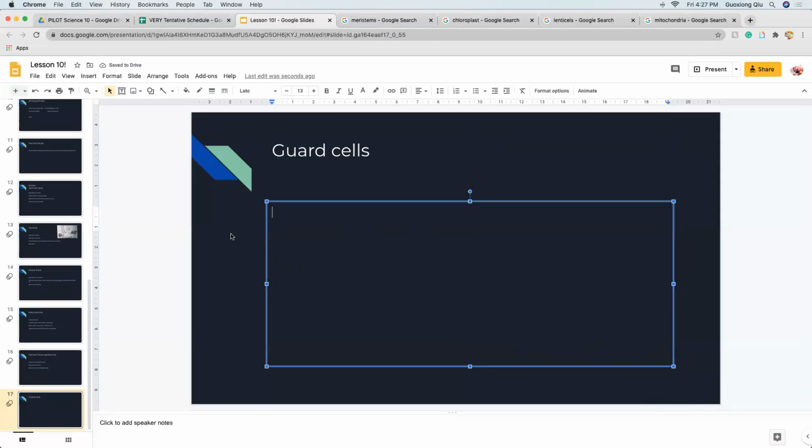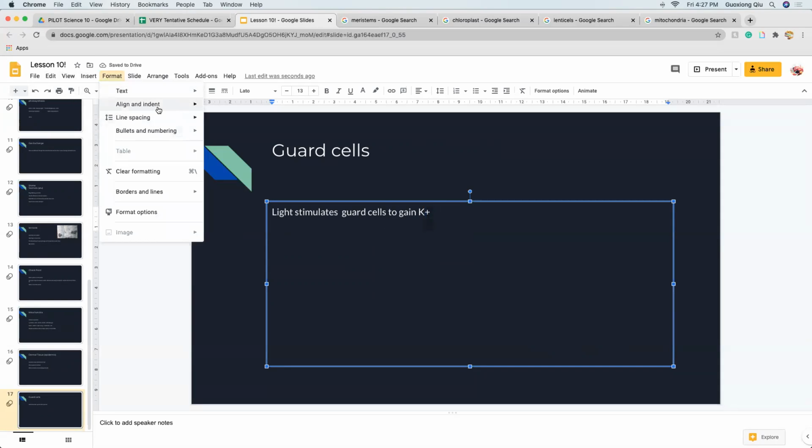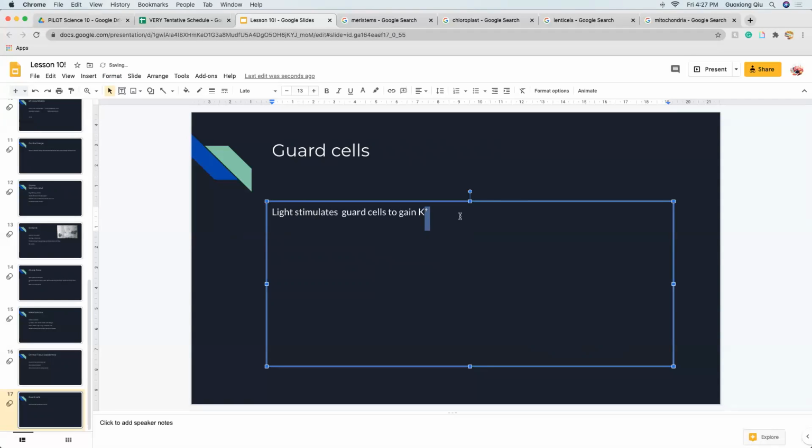Okay, for me, the information about the guard cells when I was learning it was quite a bit to absorb. I'm going to type this out and then attempt to explain while I type. Light stimulates the guard cells to gain potassium ions, or K+, and the plus sign should be in superscript. This causes the guard cells to become hypertonic.